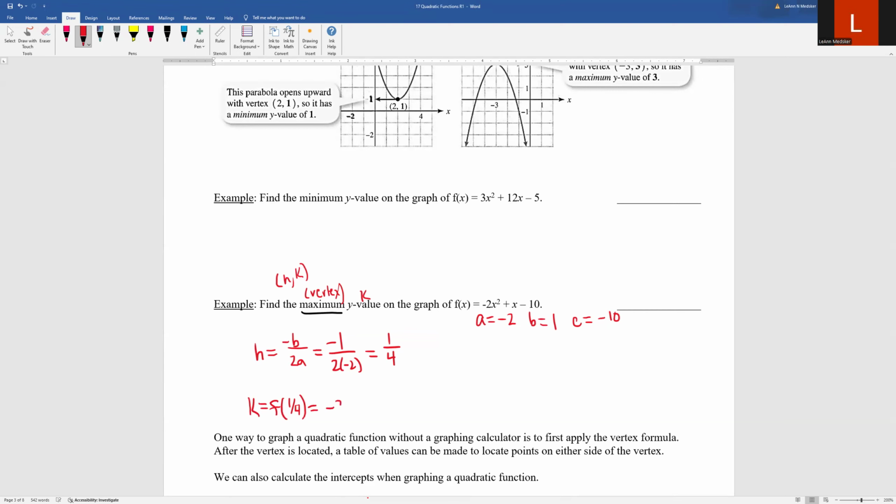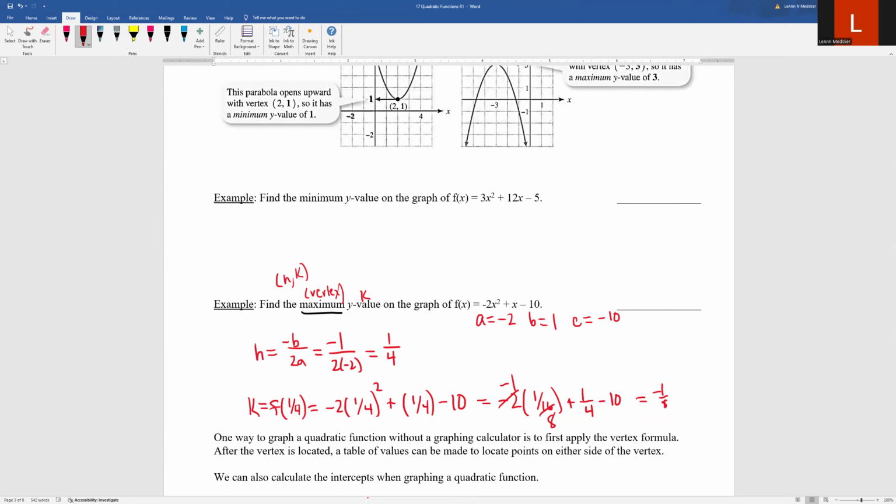That's going to be -2 times 1/4 squared plus 1/4 minus 10. Okay, so 1/4 squared, you square top and bottom. So that's going to be -2 times 1 over 16 plus the 1/4 minus 10. Reducing this, that would be a -1 and an 8, so that's going to be just -1/8.